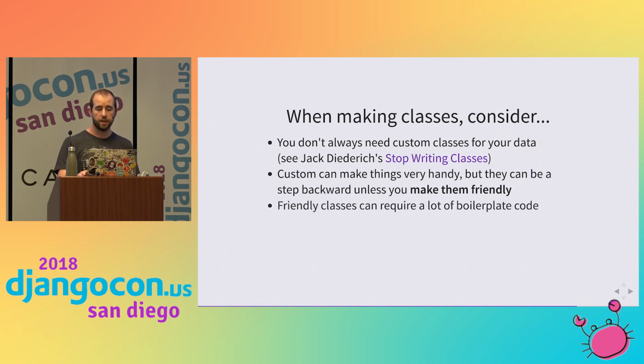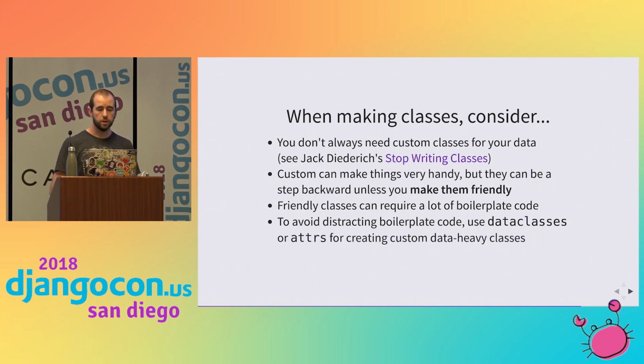Creating friendly classes can involve a lot of boilerplate code because really it involves writing a lot of Dunder methods oftentimes. Data classes essentially help us write those Dunder methods. They give us those things for free without us having to go out of our way to write them. Unfortunately, data classes are only in Python 3.7. You can pip install them. If you're stuck on Python 2 right now, you can use attrs instead. Or if you need more features than data classes actually provide, you can use attrs.